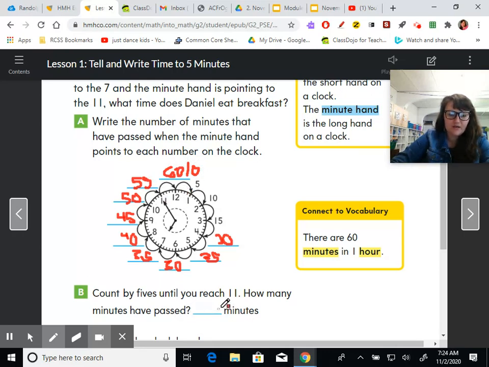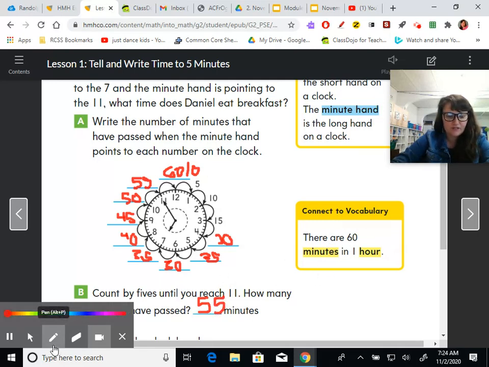So it says count by fives until you reach 11. How many minutes have passed? Okay, so let's see. Looks like it was 55 minutes past the hour. So you're going to write 55. Then it says there are 60 minutes in 1 hour. All right, so write that down.